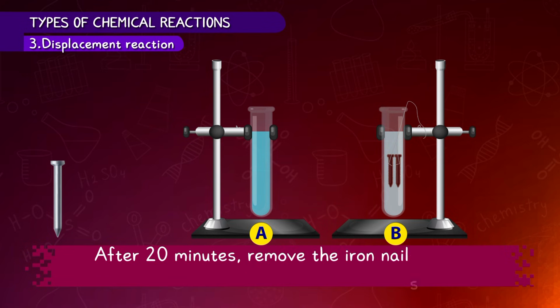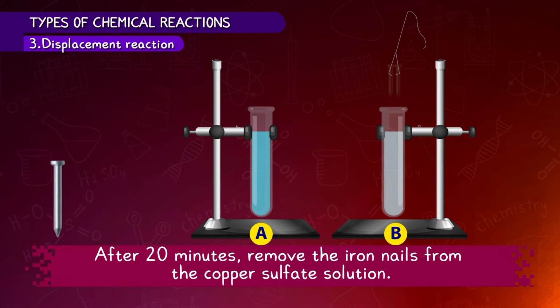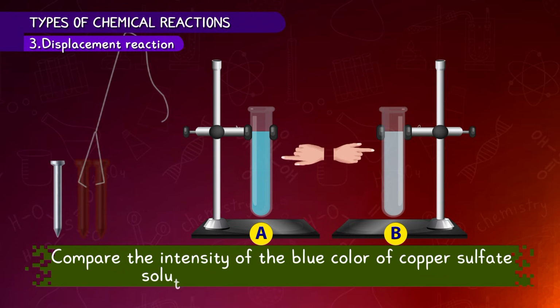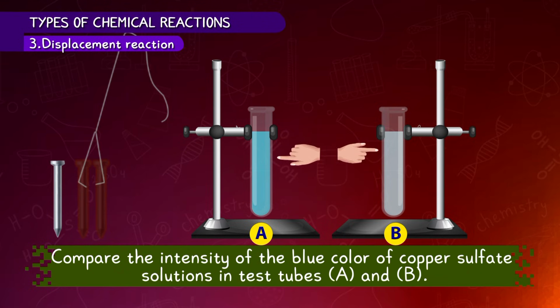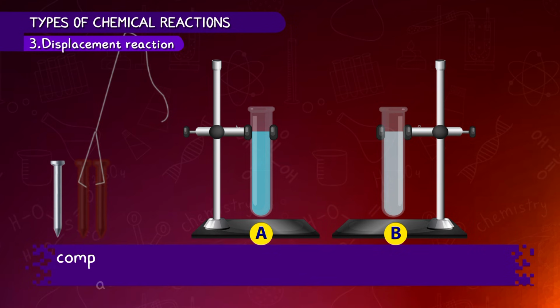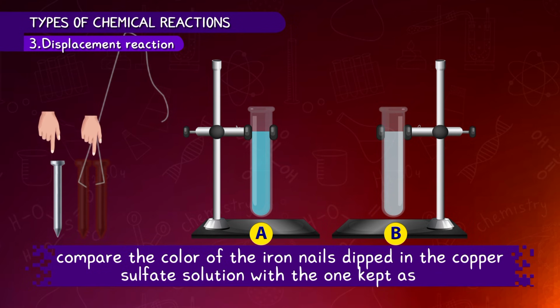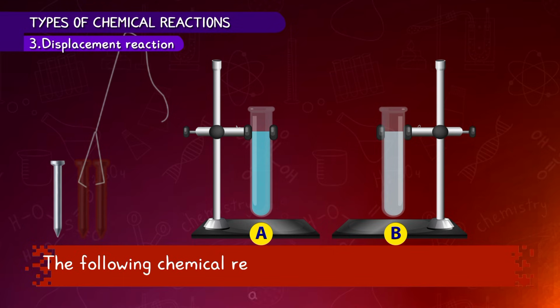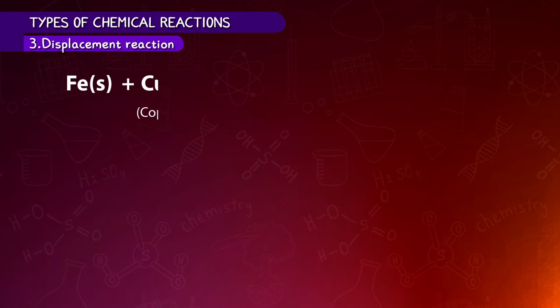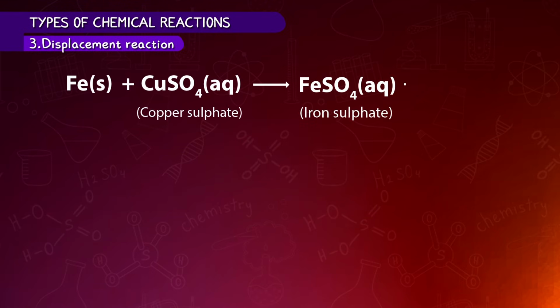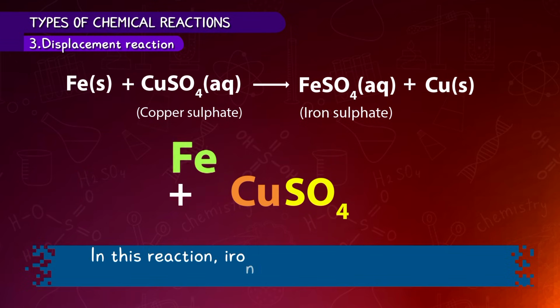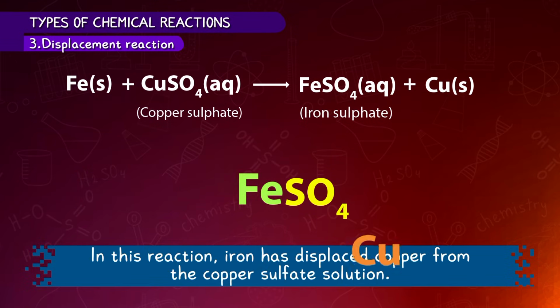Set aside one nail for comparison later. After 20 minutes, remove the iron nails from the copper sulfate solution. Compare the intensity of the blue color of copper sulfate solution in test tubes A and B. Also compare the color of the iron nails dipped in the copper sulfate solution with the one kept aside. The following chemical reaction takes place in this activity. Iron plus copper sulfate gives rise to iron sulfate plus copper. In this reaction, iron has displaced copper from the copper sulfate solution. Such a reaction is termed as a displacement reaction.